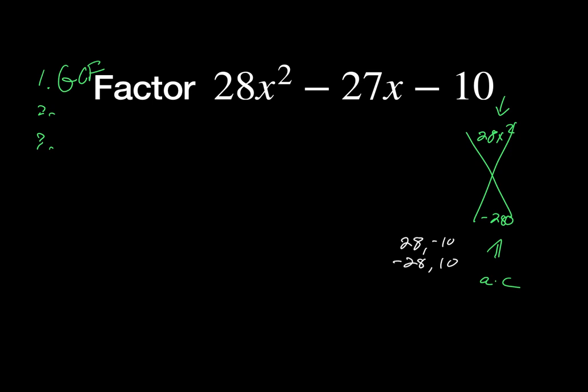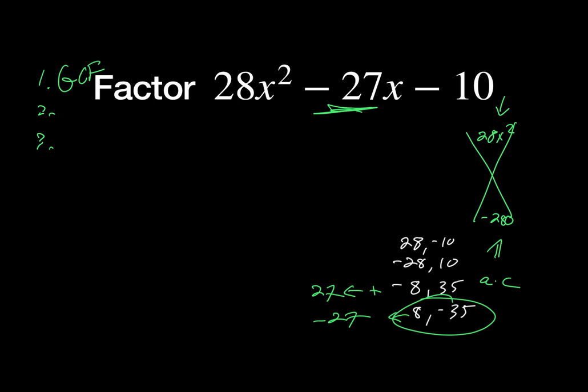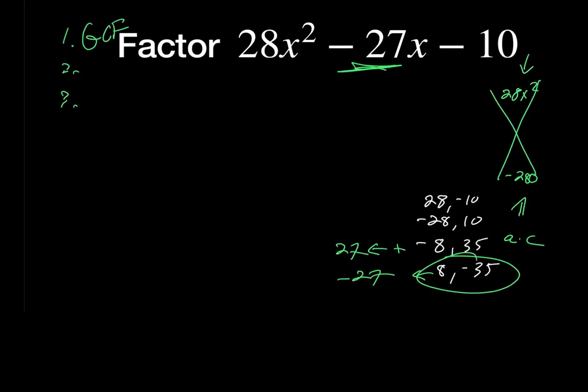Eight does. 8 and 35, so it'd be negative 8 and 35, or 8 and negative 35. And what do those add up to? These add up to 27. These add up to negative 27. Negative 27 is my goal. This is my pair. So I did the X. Now I need to do the box.